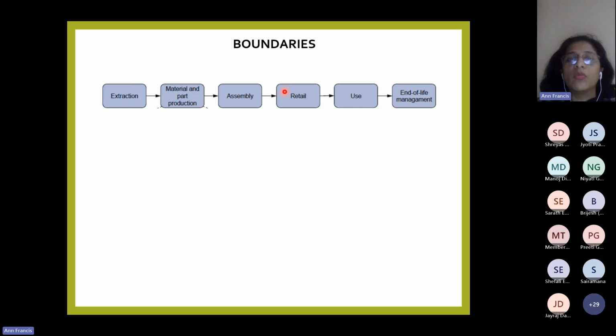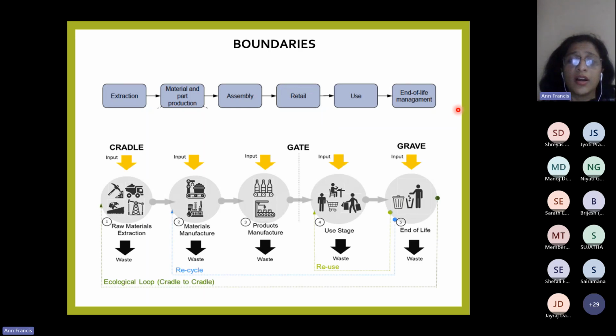Okay, so now we have to talk about boundaries. As I mentioned, we have a lot of phases when we consider the life cycle of any product for that matter: extraction, material production, assembly, then retail and use, and end of life. And if it's a building, also more or less it's simple. We have extraction of materials, then the materials get processed, the products are made, then we bring it to the site. We build our building, and then we use it, and then there is an end of life.